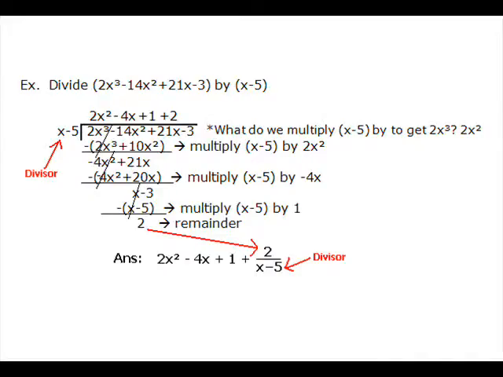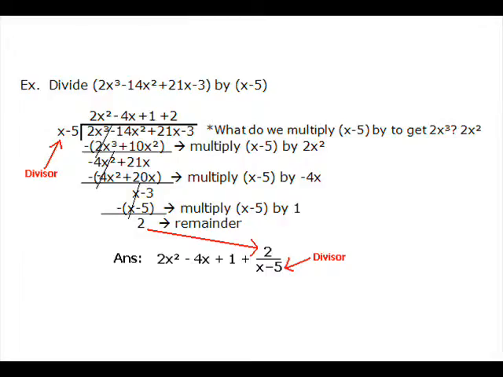In order to solve a long division problem, you must first figure out what to multiply the divisor by. In this particular problem, you want to get rid of 2x cubed. So, you multiply x minus 5 by 2x squared, which will give you 2x cubed plus 10x squared. The two 2x cubes will cross out, and you'll be left with negative 14x squared plus 10x squared, which will give you negative 4x squared.